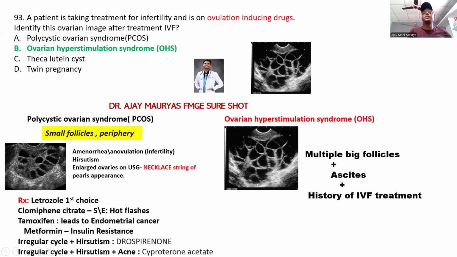Please study this also. And also, guys, in OHSS, ovarian hyperstimulation syndrome, there are always multiple big follicles with ascites, more water, and a history of IVF treatment.